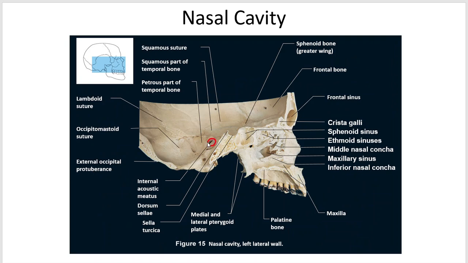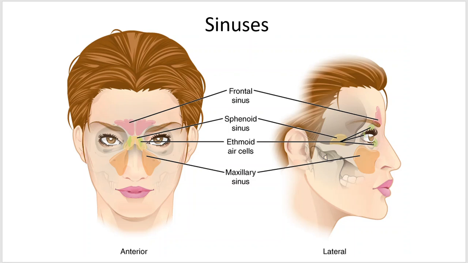We already talked about the internal acoustic meatus. This is a saw through. That's why I was telling you this Turkish saddle. Let's see what else we got. Lateral and medial pterygoids. This is really hard to see on this. Let's see if I've got a better one. No, I don't. Well, at least not yet.